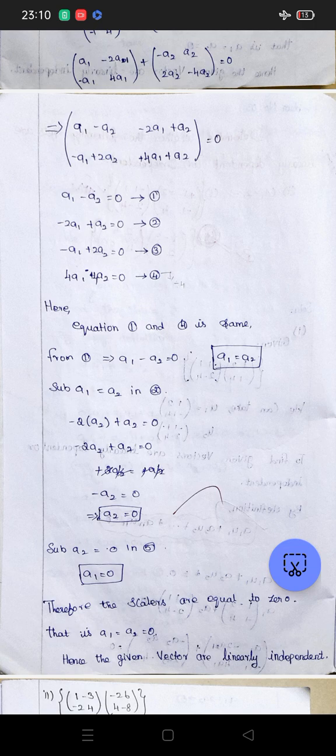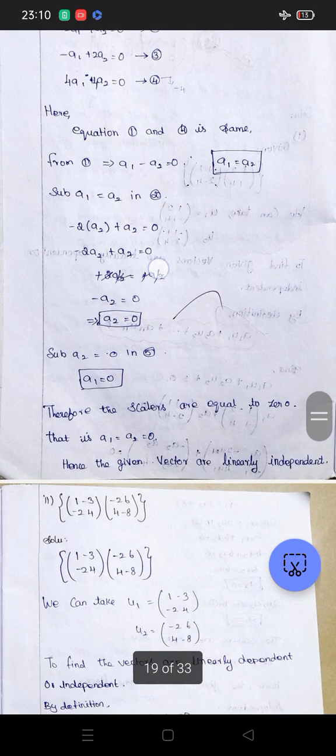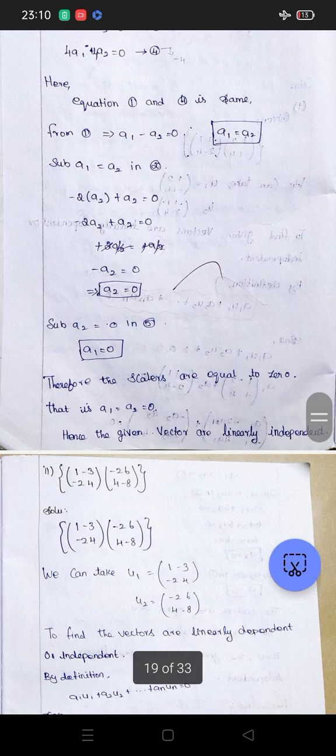So here the scalars are equal to 0. Therefore the given vectors are linearly independent. So in linear independence and dependence, the scalars being equal to 0 means linearly independent. The scalars not being equal to 0 means linearly dependent.